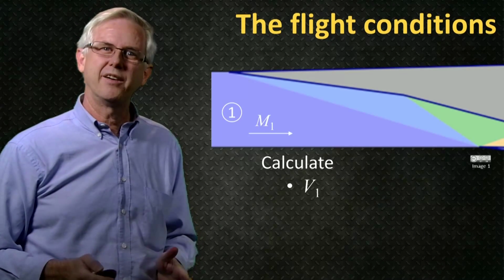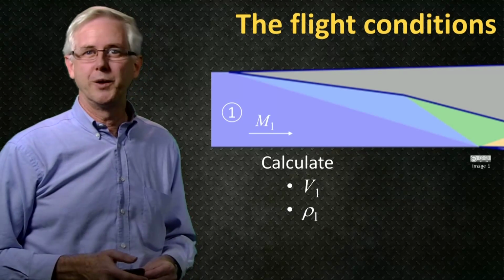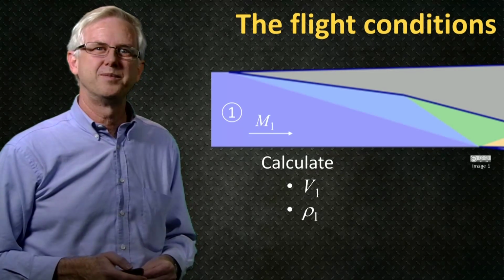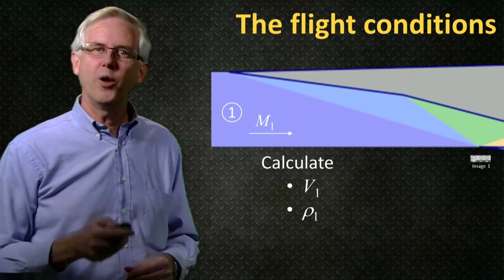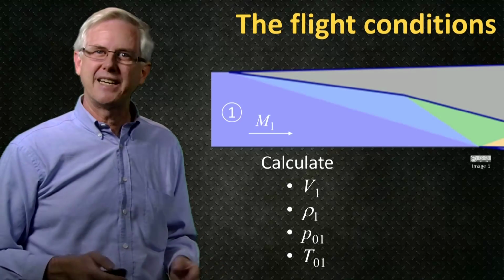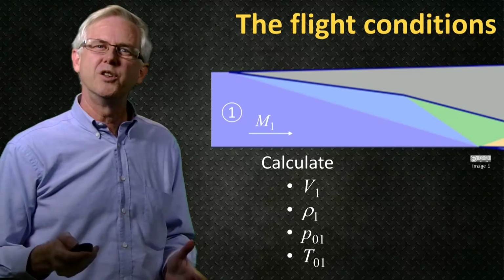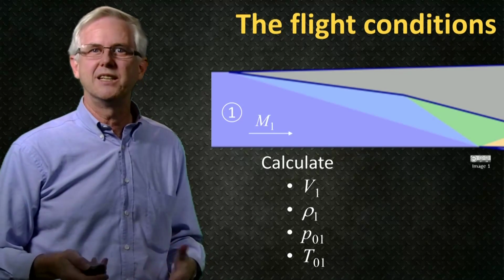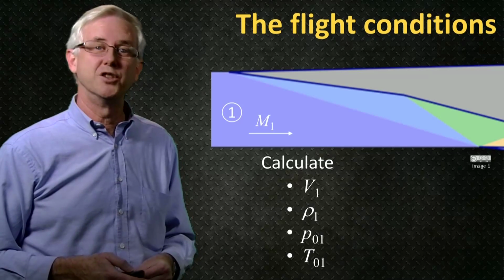You'll need to work out your flight speed V1 and the density of the air through which you are flying, ρ1. You also have to determine the conditions you would obtain if you brought this flow to rest isentropically. That is, the stagnation conditions of the gas. To find these, you'll use things like the equation of state and the isentropic flow relations. So refer back to sections 1 and 2 of the course.